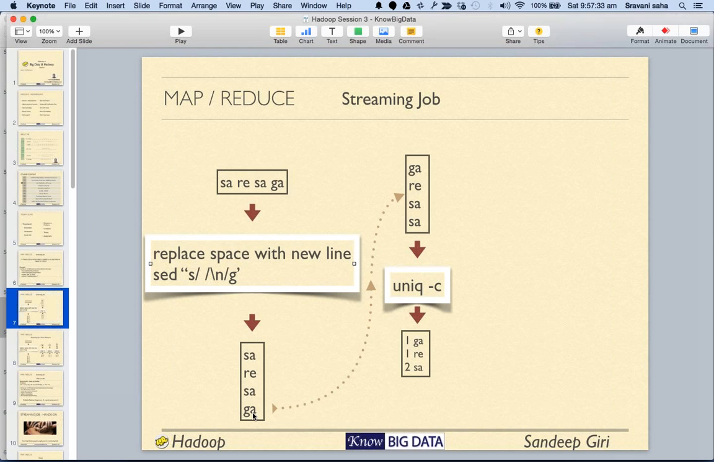So the input can be binary as well. And as we said, the key and value need to be separated by tab. If there is no tab, the value will be null. If there are multiple tabs, the string just before the first tab will be considered the key, and the rest of the line goes to the value, which means the value will contain tabs in case there are multiple tabs.